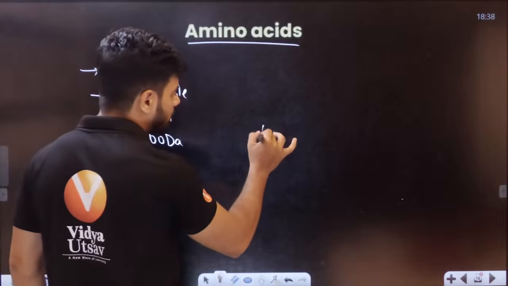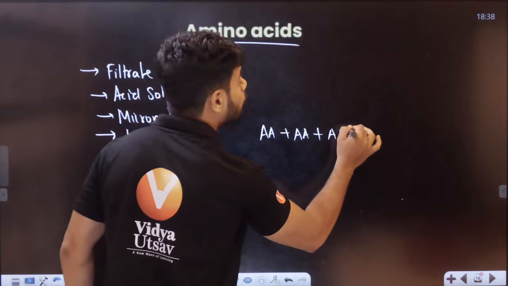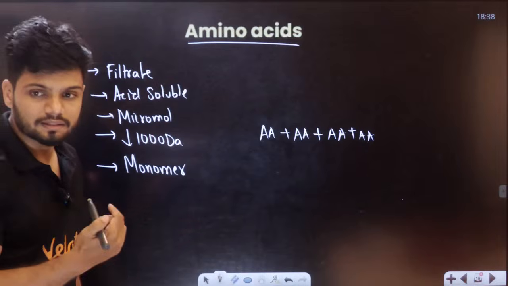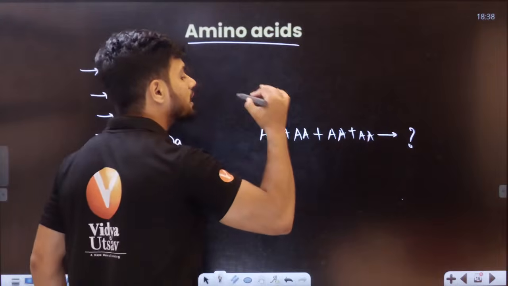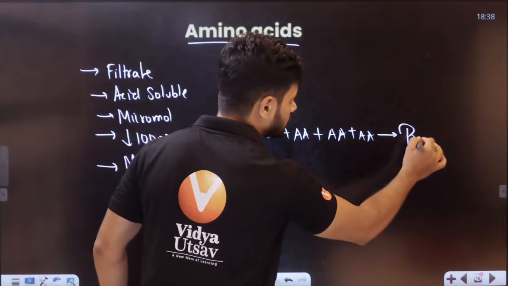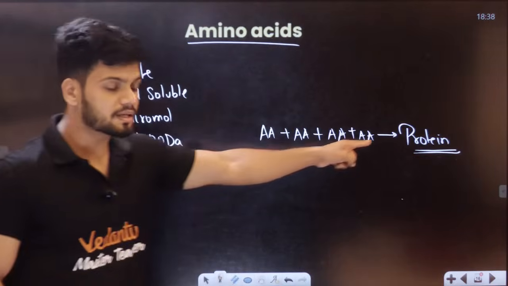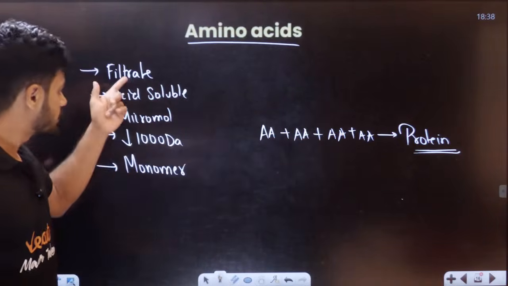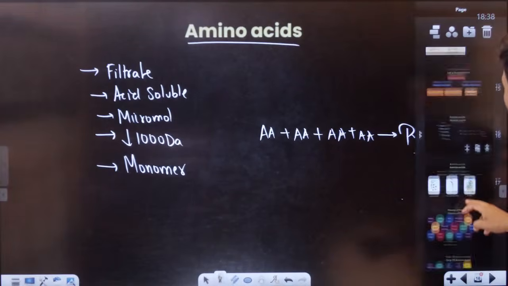Now, if I take one amino acid, one more amino acid, one more amino acid, and one more amino acid, and if I keep joining them, what do we get? Multiple amino acids, when we keep on joining them, we end up getting the protein, and protein is a macromolecule. So these are micromolecules, that is your amino acid, students.